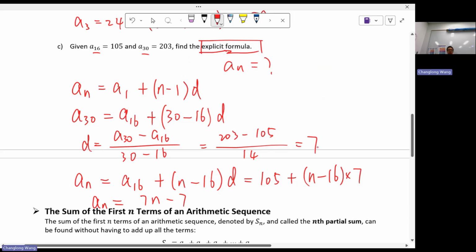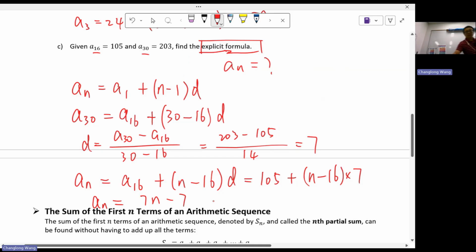No, and that's actually a good check. If you start from a sub 30, then you would have put a sub 30 minus 16 times the d, which is still 7, and you get the same thing. And that's why, since anywhere in the sequence could be a starting point, you can also end anywhere, so don't restrict yourself to always a sub 1. And you see that we could even go backwards.